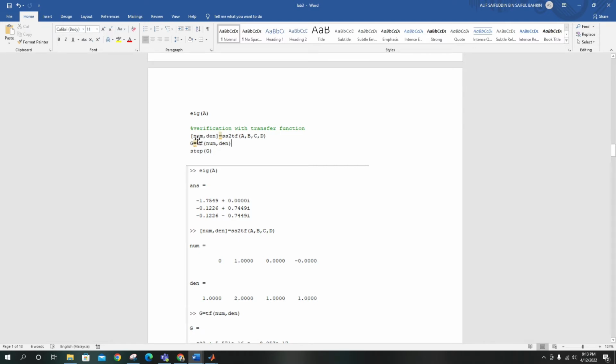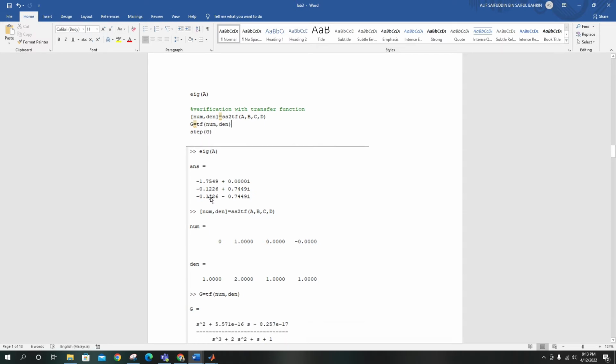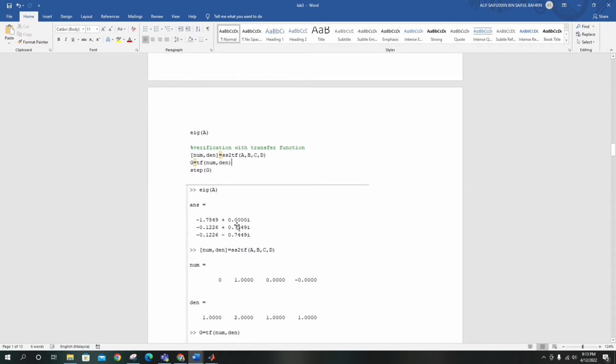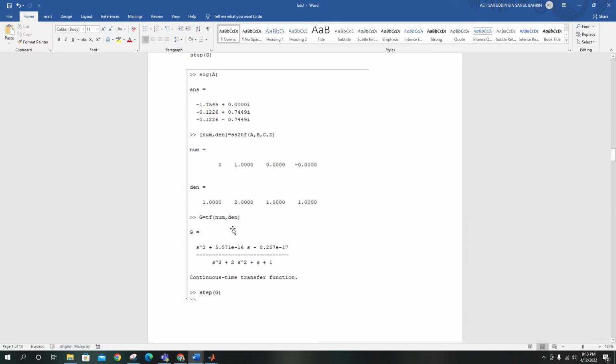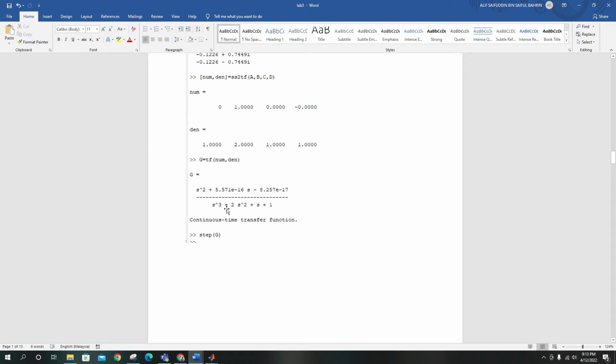We use the commands numerator and denominator for ss2tf with A, B, C, and D. And we use the command G equals tf of numerator and denominator, and step G. After we run it, we get the poles, and all three poles are negative. If the poles are positive, the signal is not stable. After that, we get the numerator and denominator and this transfer function. This is for the open loop.